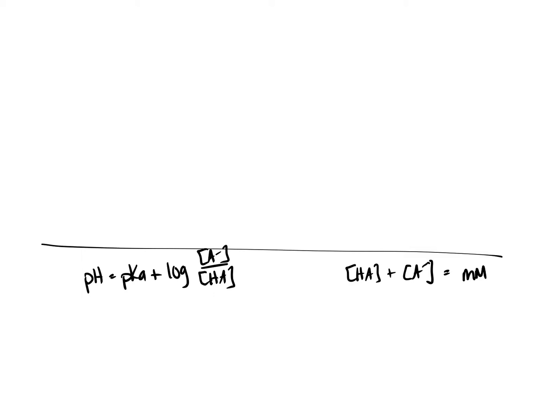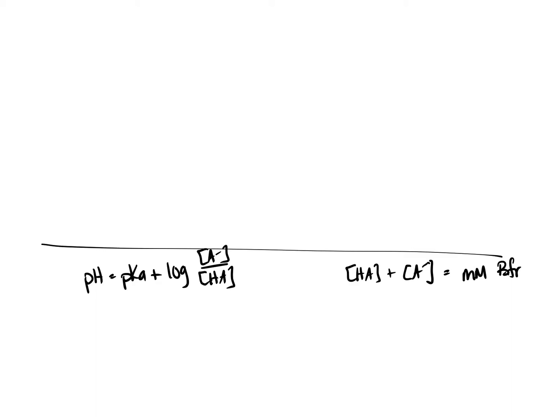When we're thinking about buffers, anytime you're going to prepare a buffer, you are always going to need to use two equations. You're going to want to use the Henderson-Hasselbalch equation, and you're going to want to use the fact that a buffer is made up of a weak acid and its conjugate base, and the overall concentration of the buffer, in terms of the millimolar or molar concentration, is really a combined concentration of both the weak acid and its conjugate base.